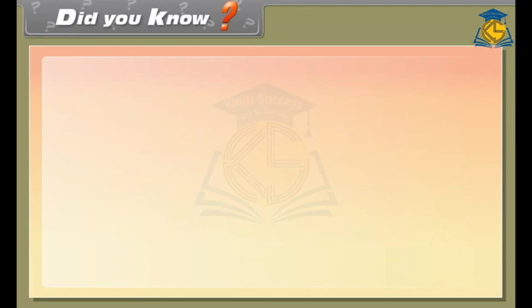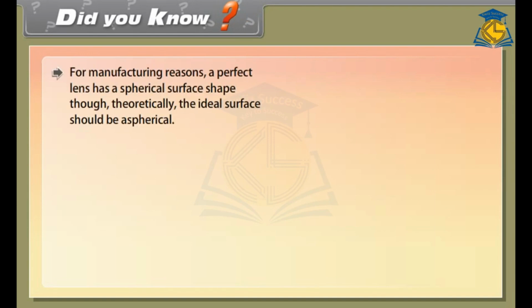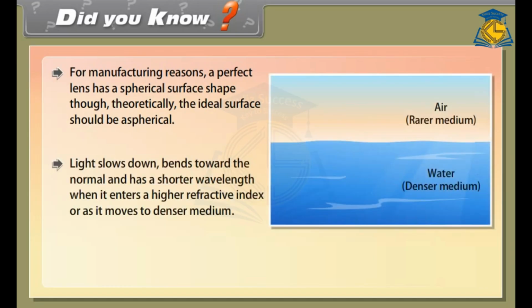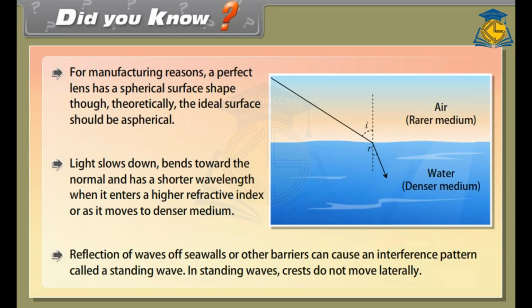Did you know? For manufacturing reasons, a perfect lens has a spherical surface shape, though theoretically, the ideal surface should be aspherical. Light slows down, bends towards the normal, and has a shorter wavelength when it enters a higher refractive index medium, or as it moves to a denser medium. Reflection of waves off sea walls or other barriers can cause an interference pattern called a standing wave. In standing waves, crests do not move laterally.